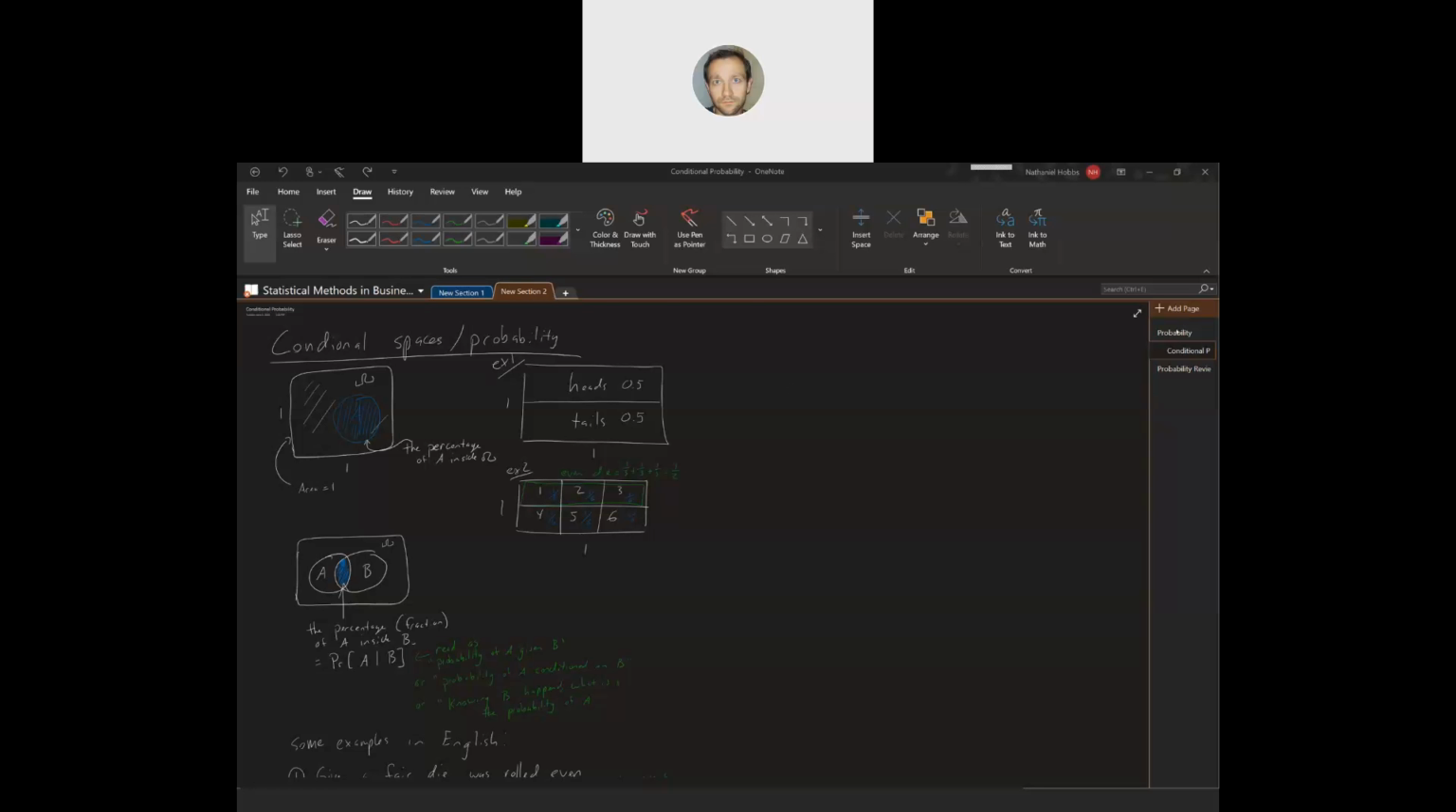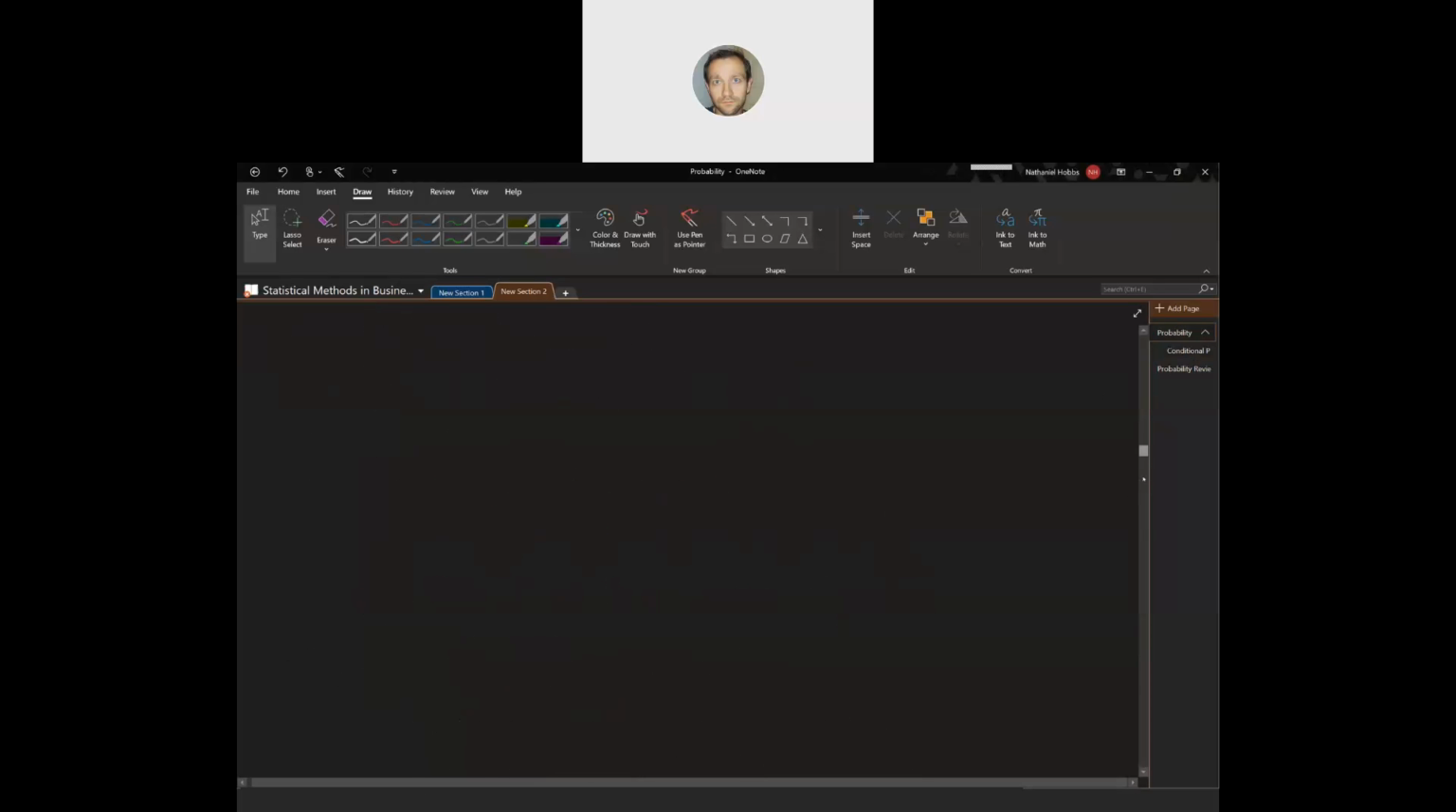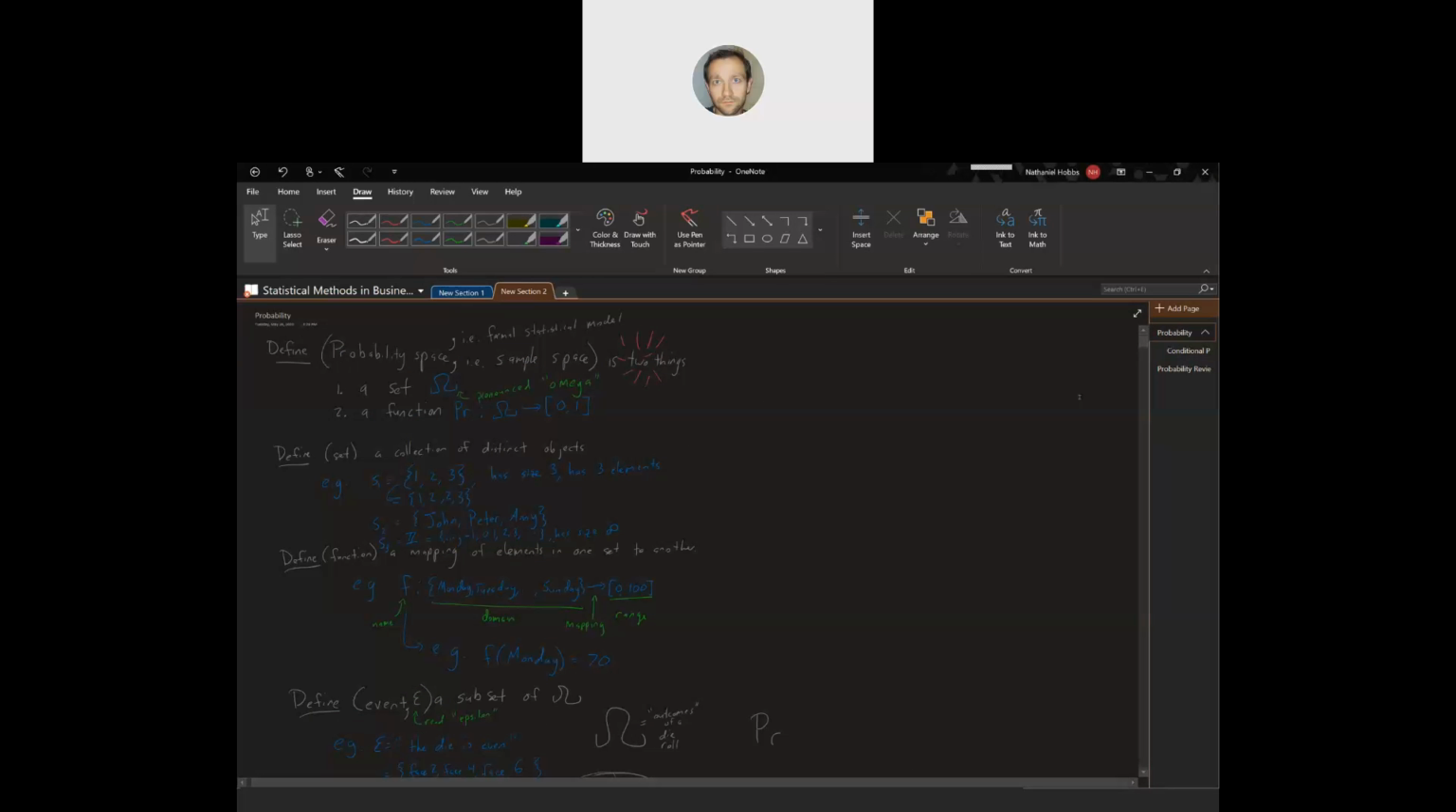So we're continuing to talk about probability, and I will remind you, probability is an area of mathematics where one treatment of the subject is that it's made up of two things. There's a probability space, otherwise called a sample space or a formal statistical model, that is a set of possible outcomes and the probability of any of these outcomes occurring.